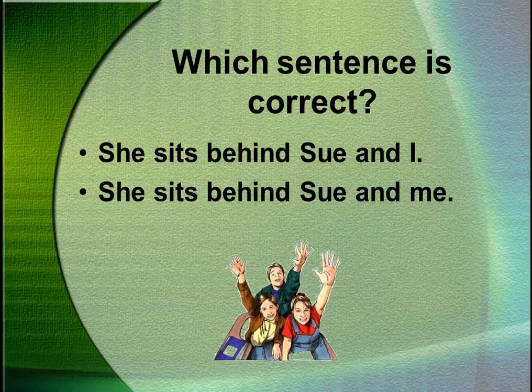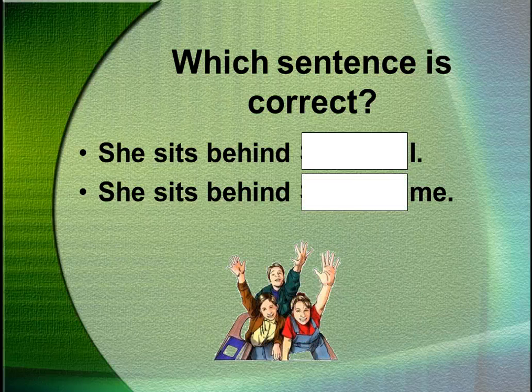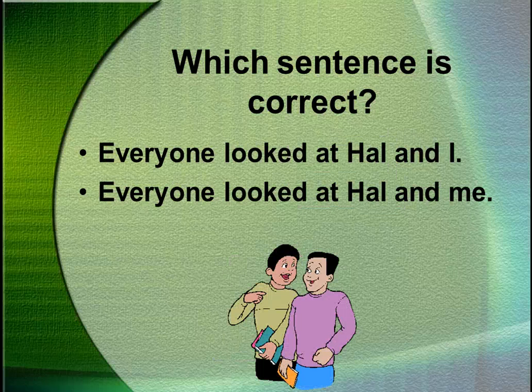She sits behind Sue and I. She sits behind Sue and me. She sits behind I. She sits behind me. Which one sounds better? She sits behind me.